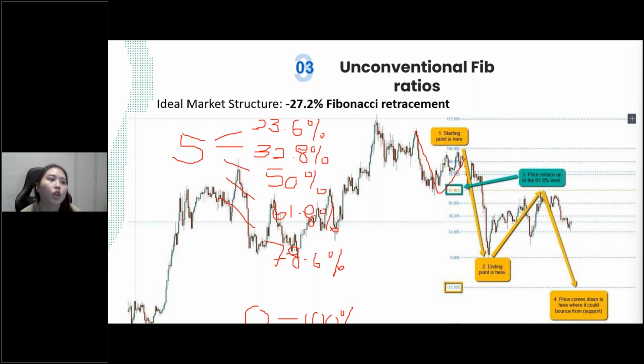Next week, when you join me for Fibonacci extension, and then the week after when we do Fibonacci expansion, you will see levels that are below 0% and above 100%.